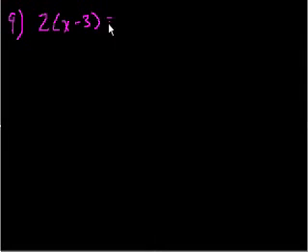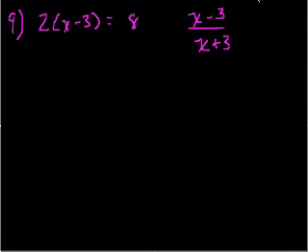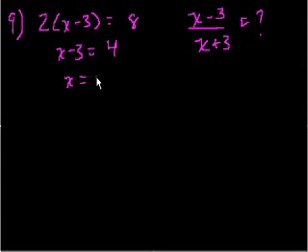Okay, problem number 9. If 2 times x minus 3 is equal to 8, what does x minus 3 over x plus 3 equal? Well, let's just solve for x. I'm just going to divide both sides by 2. So 8 divided by 2 is 4, right? 2 divided by 2 is 1. So x minus 3 is equal to 4. X is equal to 7.